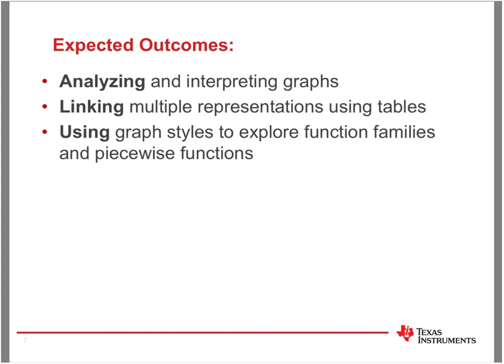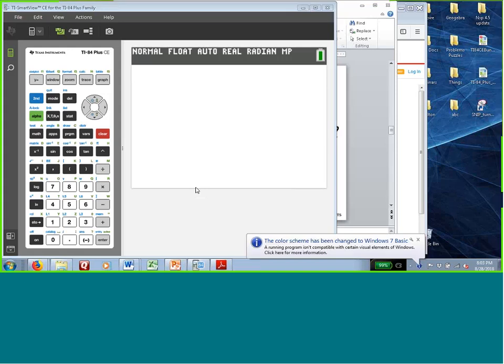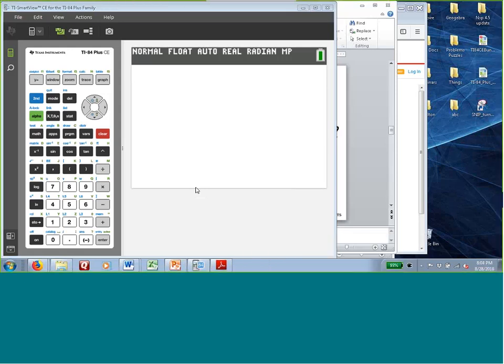Feel free to share your screen. Okay, so first of all, we have tons of great ideas to share with you tonight. Don't worry if you can't catch them all. You can watch this webinar later on demand, and all of the activities will be in the associated documents. We're going to begin with our SmartView emulator, and my first activity is going to be about examining graphs of power functions and what are some of the patterns we might see.